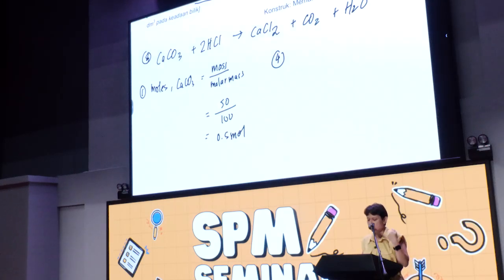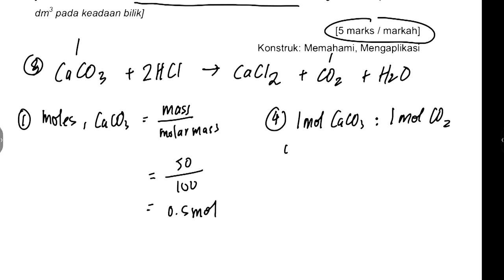Why do you have to write? Okay, so what is the mole ratio? So now you know the ratio is 1:1. So the ratio is 1 mol calcium carbonate to 1 mol carbon dioxide. So if you have 0.5 mol calcium carbonate, you get 0.5 mol carbon dioxide. Teacher, this is too stupid. Do I have to write? Yes. Why? Because got marks, so I have to write. Okay? It doesn't matter if it's stupid. You still have to write it. It's something that has marks.